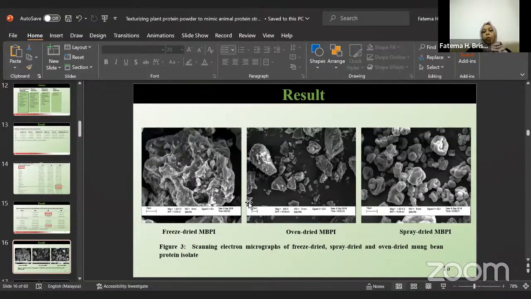From the scanning electron microscope, we can see that this freeze drying sample, interestingly, has a porous structure, which is very good because when we are adding water, it can absorb more and more water compared to the oven dried sample, which is basically compact and more crystalline, and the spray dry is a very much wrinkled structure.